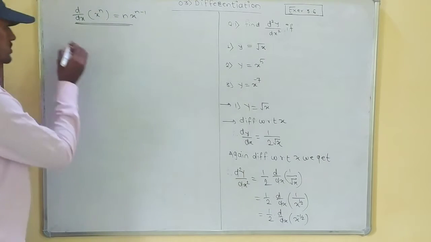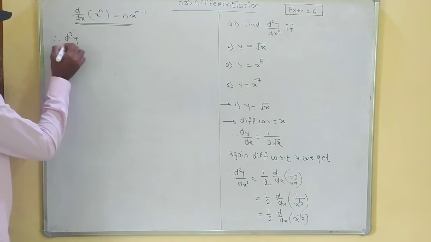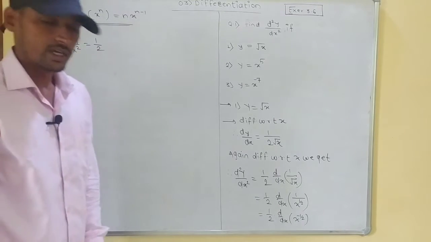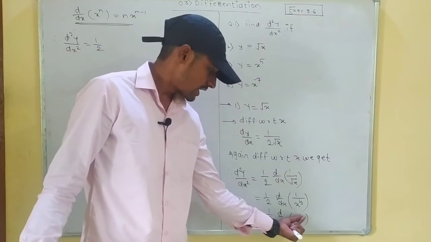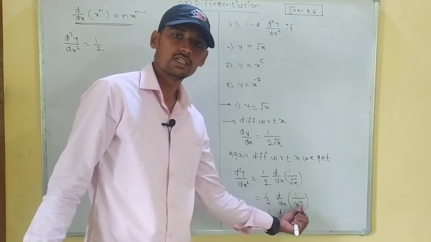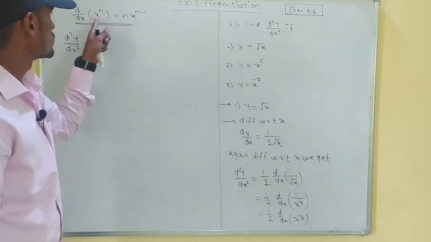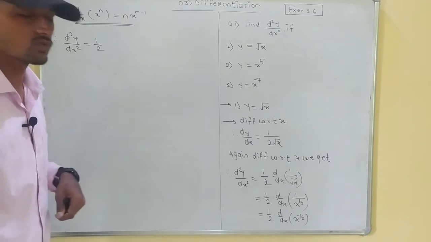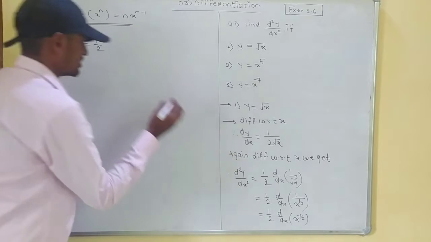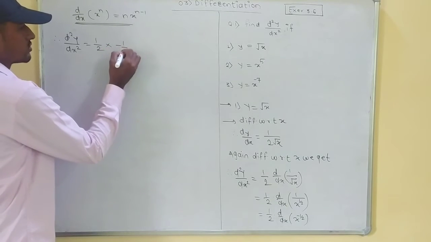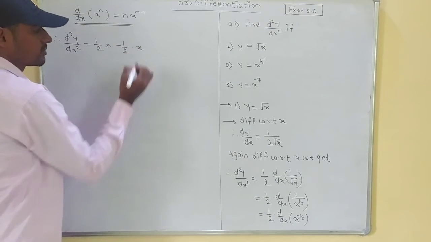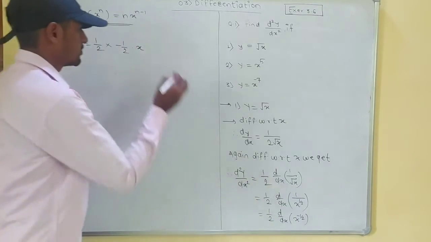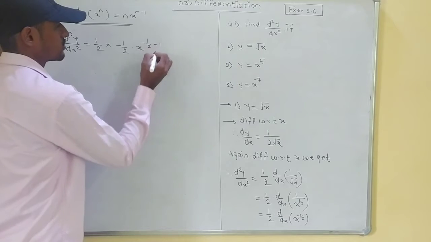So we get d square y by dx square, the second order derivative, 1 upon 2 as it is into the derivative of x raised to n. Suppose minus 1 half is the n, so the derivative of x raised to n is nothing but n into x raised to n minus 1. So n means minus 1 half. Write down minus 1 half into x to the power n minus 1.